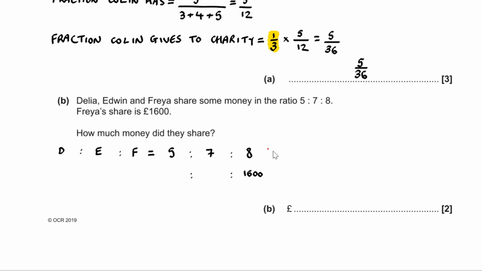Then you can see here 8 times by 200 gives the 1600. So we have to multiply each of these parts by 200. So we have 5 times by 200, which is 1000. 7 times by 200, which is 1400. And therefore, the total would be 1000 plus 1400 plus 1600, which is 4000. So therefore, they shared £4,000 between them.